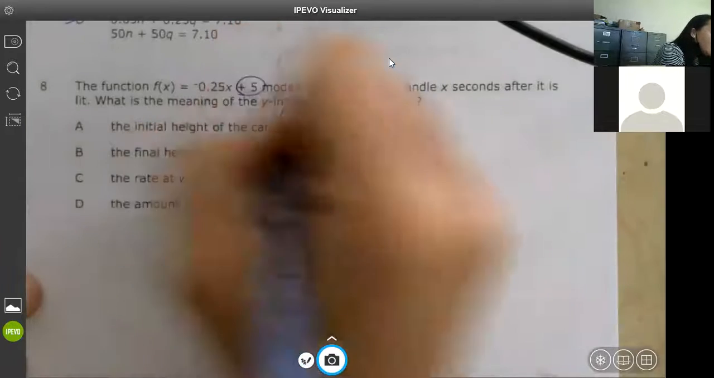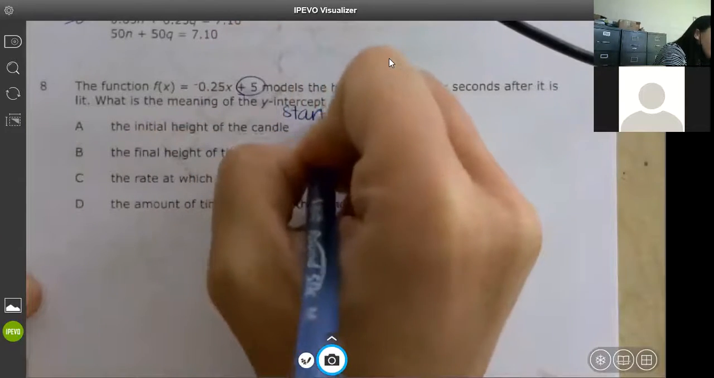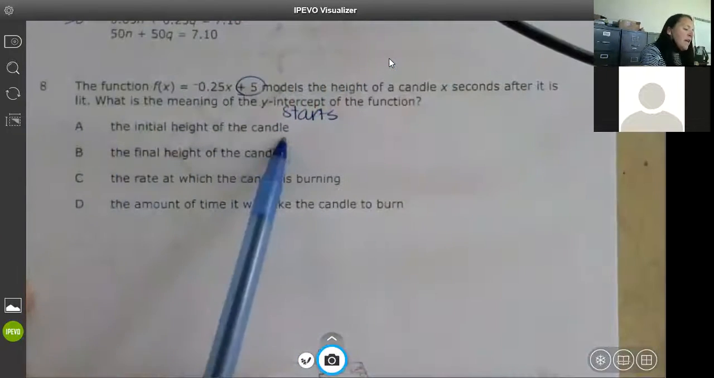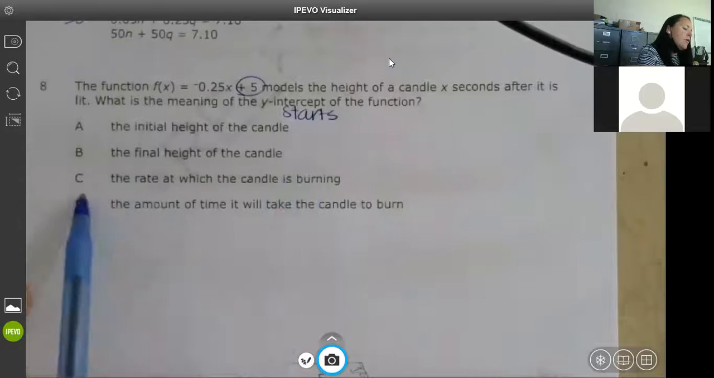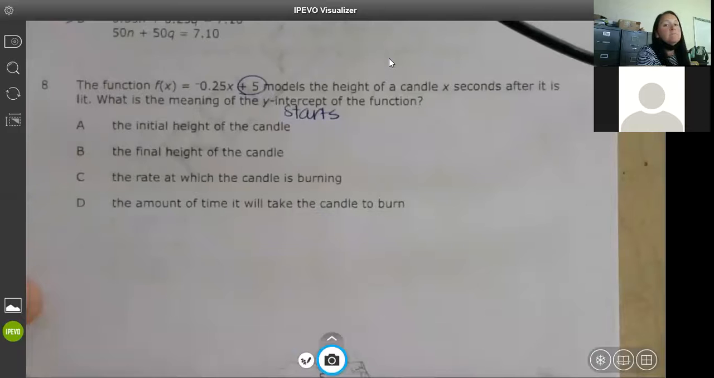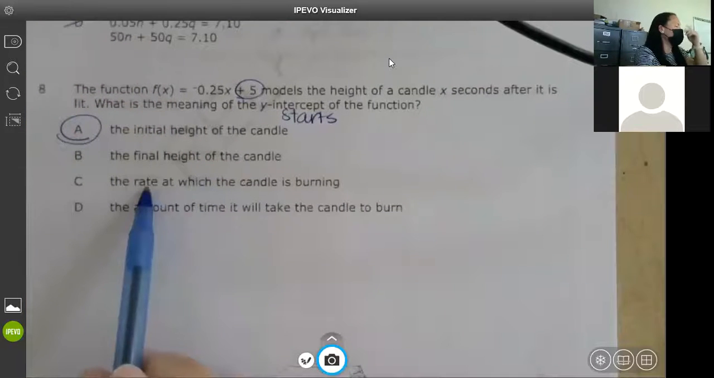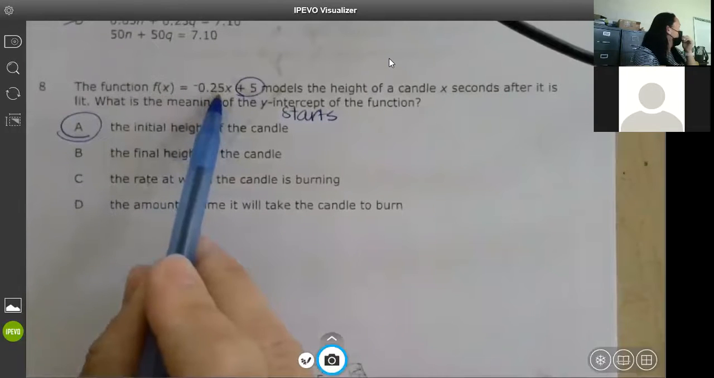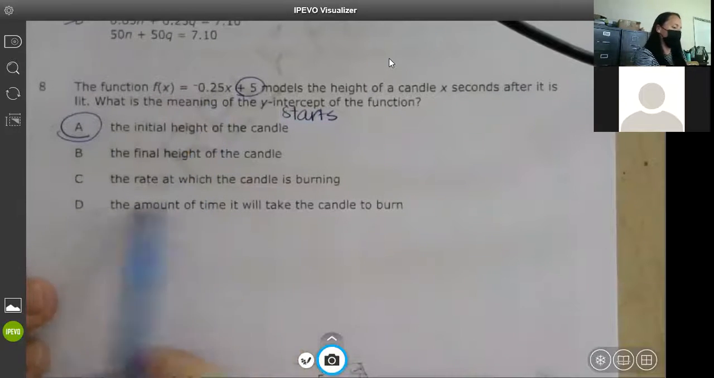So the y-intercept, remember, is where it starts. The initial height of the candle, the final height of the candle, the rate that the candle is burning, or the amount of time it will take. Don't make it complicated. Which one says where it starts? That's it. This one says where it finishes. What's the rate? What did I tell you rate was? That would be your slope. Does everybody understand that? They didn't ask about that. They asked about y-intercept. And then the amount of time is x. That's what it is. Is everybody good? Pretty simple questions.